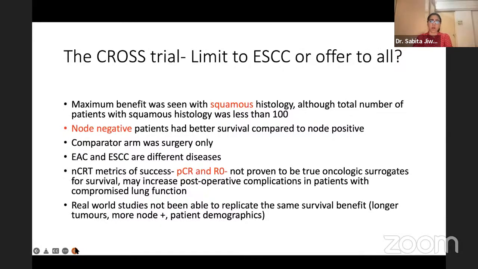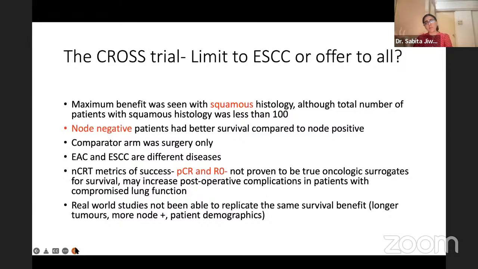In this era of neoadjuvant therapy, when it has been around for 3 to 4 decades, the comparator arm should have been more robust. And we have to remember that now more and more genetic studies are showing that esophageal adenocarcinoma or GE junction tumors are actually different from squamous carcinomas, and it is not right to club them together. Pathological complete response rate as well as R0 resection rate have still not proven to be true oncological surrogates of survival in any solid cancer, even in breast cancer, where it has been studied extensively.